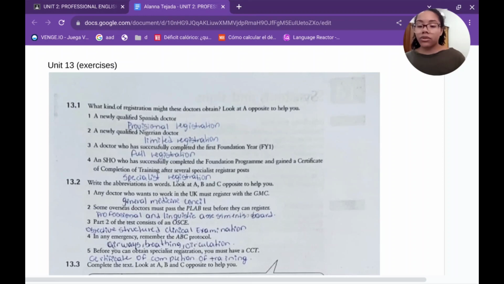Any doctor who wants to work in the UK must register with the GMC, General Medical Council. Some overseas doctors must pass the PLAB test before they can register: Professional and Linguistic Assessments Board. Part 2 of the test consists of an OSCE, Objective Structured Clinical Examination. In any emergency, remember the ABC protocol: airways, breathing, circulation. Before you can obtain specialist registration, you must have a CCT, Certificate of Completion of Training.